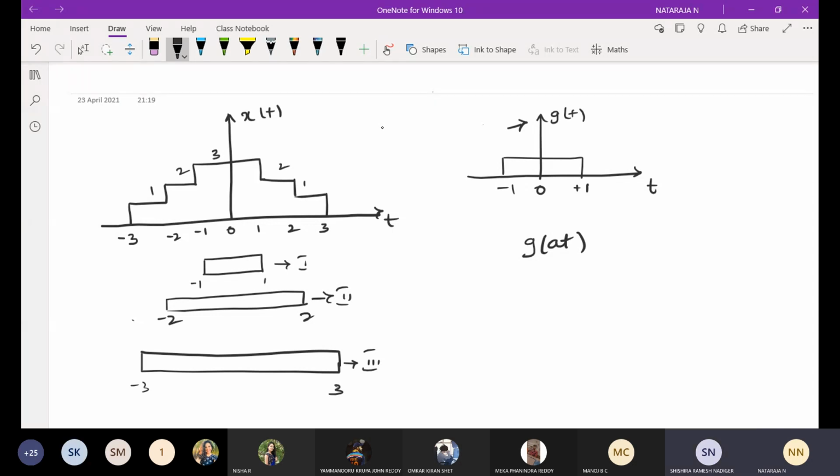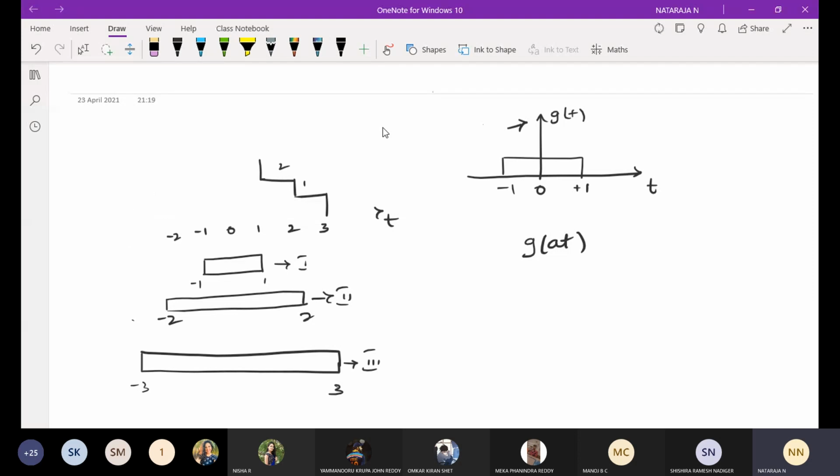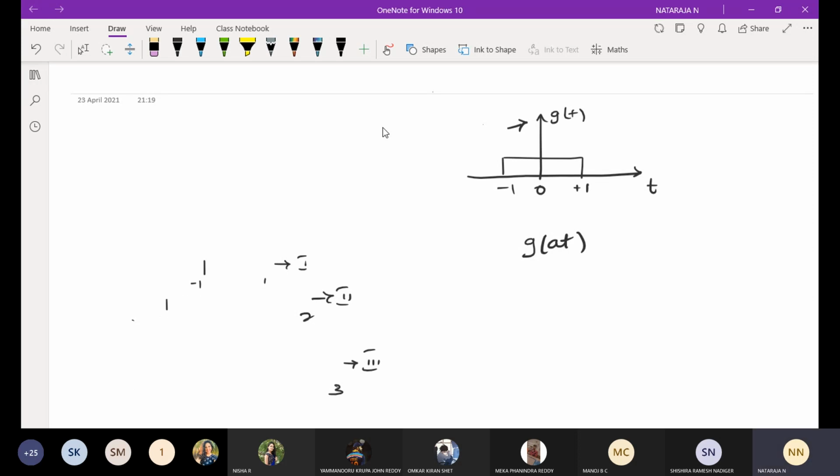I think 6 problems we have solved based on that type. All 6 are very, very important. Please go through them once. If you have any doubts, you can feel free to ask. Take the next problem.